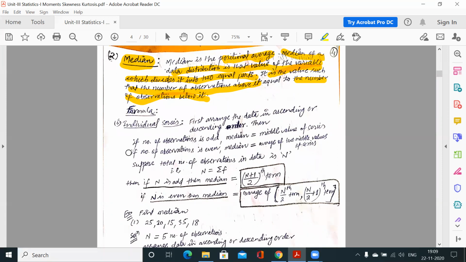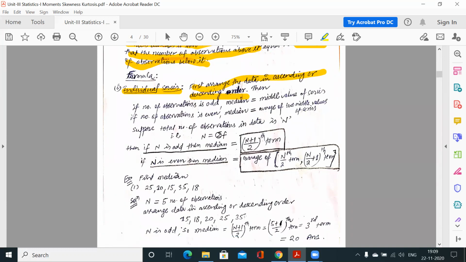So how to calculate that middle value? For individual series, what we have to do? We have to first arrange the data in ascending or descending order. We can use either ascending order or descending order. So first we have to arrange the data in one particular form. Next, if the number of observations is odd, suppose we have an odd number of points, we know that we have one middle value. So median is the middle value of the series.